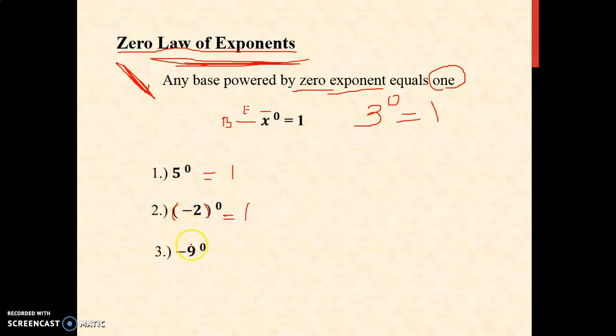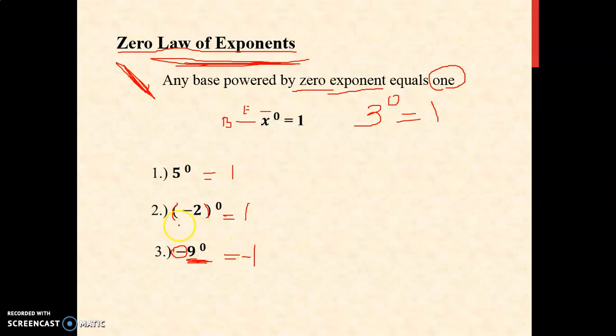Okay, how about here? Number 3, negative 9 raised to 0. Let us concentrate on this one. What is the value of 9 raised to 0? That is equal to 1. But take a look at this portion, at this part. So you need to put negative here.